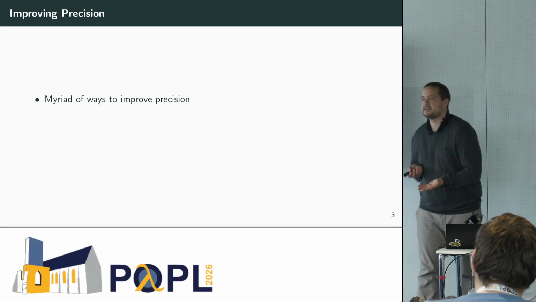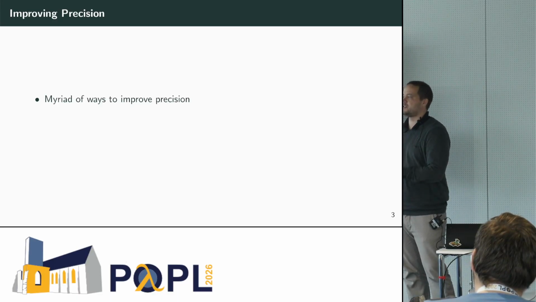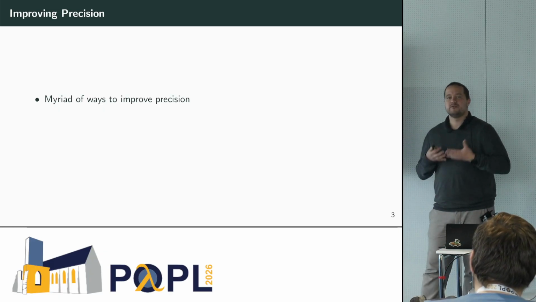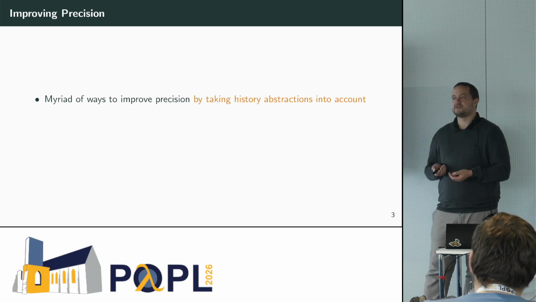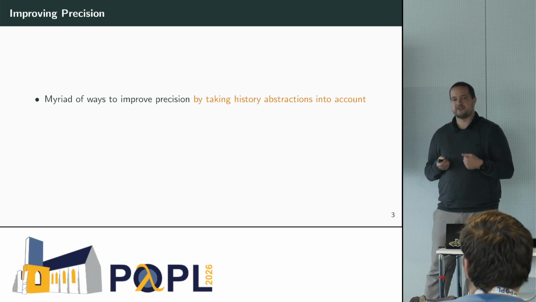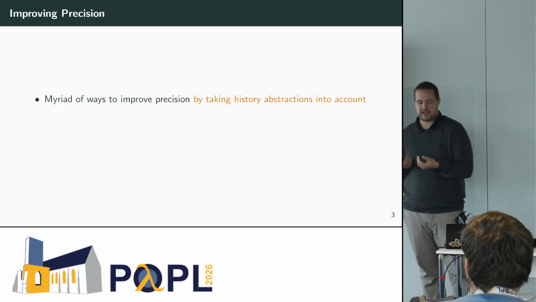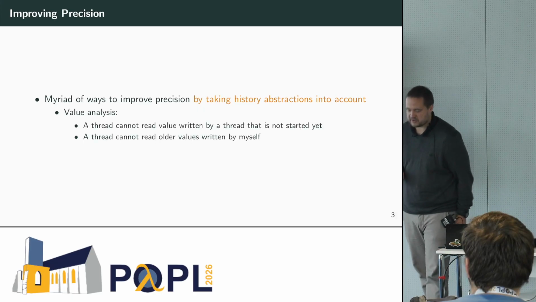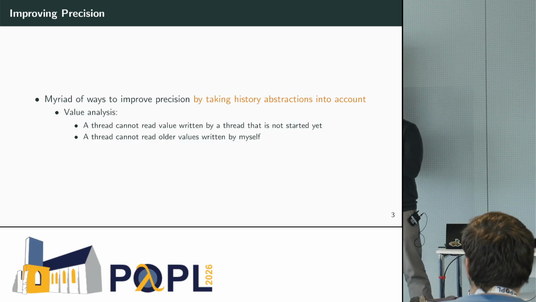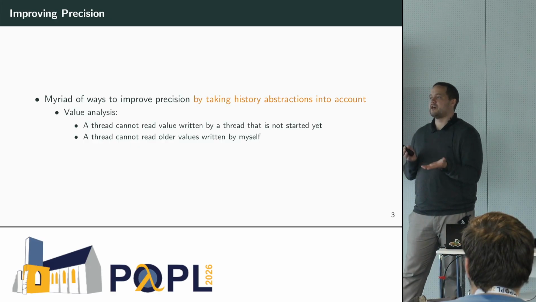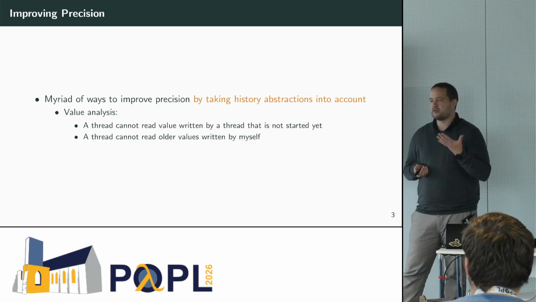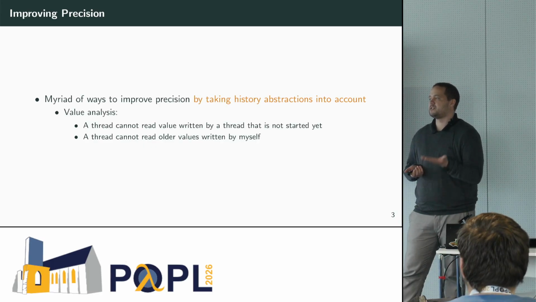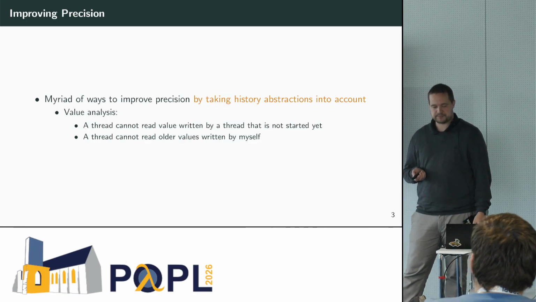We have observed that there are a lot of ways that you can improve the precision of these thread-modular abstract interpretations. What they usually have in common is that you tend to preserve some part of the history. So you have some history abstraction, and then you take this into account to decide which interactions are actually feasible. If you think about, for example, a value analysis, you may say that a thread cannot actually read a value that is written by another thread which can definitely not have been started yet. Another instance of this is that a thread cannot read older values that it has written itself if it has definitely overwritten them in the meantime.